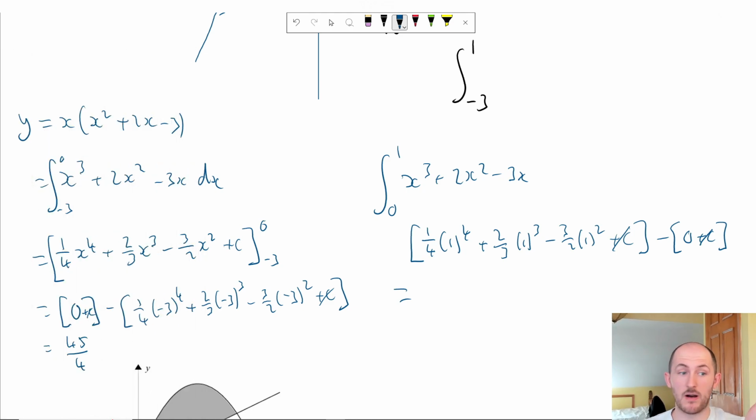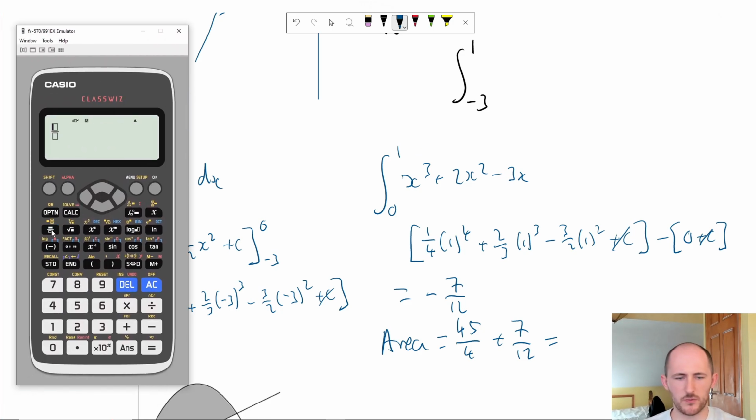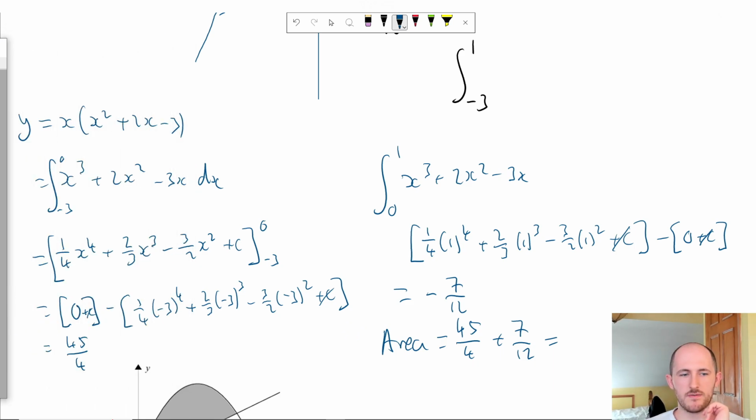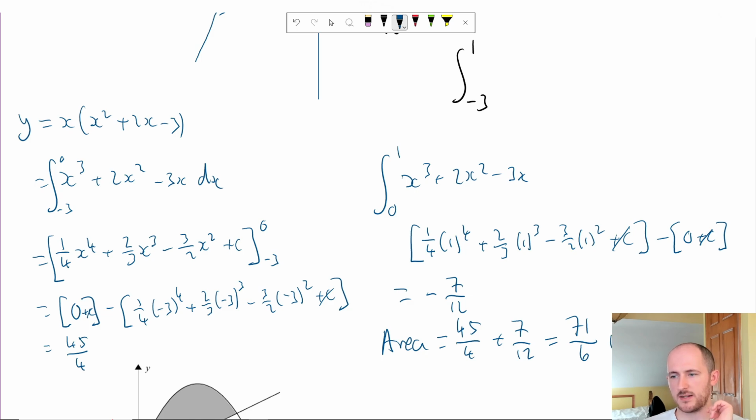Minus 7 over 12, as I said, is going to be a negative number. So for the area we're going to say it equals 45 over 4 plus 7 over 12, because areas can't be negative. That's just a fault in the calculation, so to speak. Mathematically speaking, you can have negative areas, it's just that in real life you can't. 71 over 6. Perfect. And if you want to give it units, you'd just say units squared, because I don't know if it's centimeters or meters or whatever.